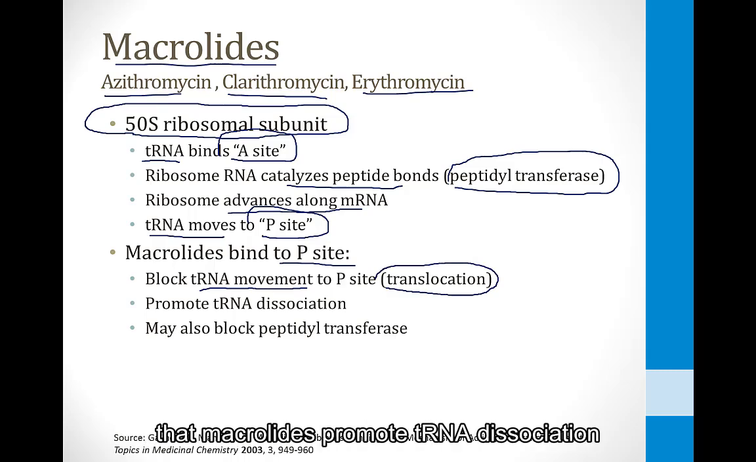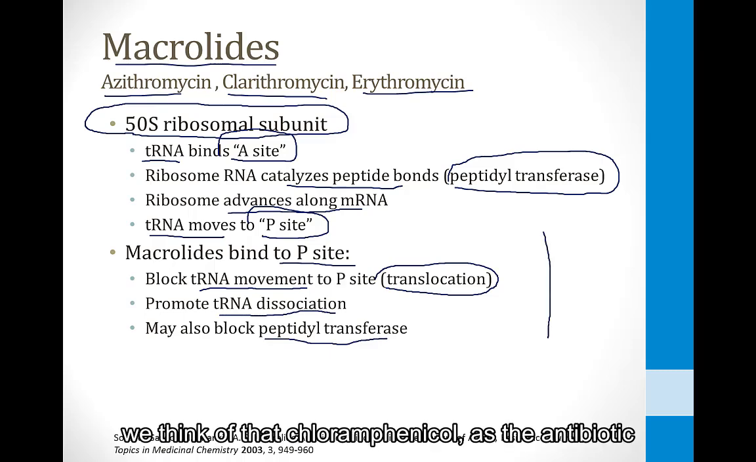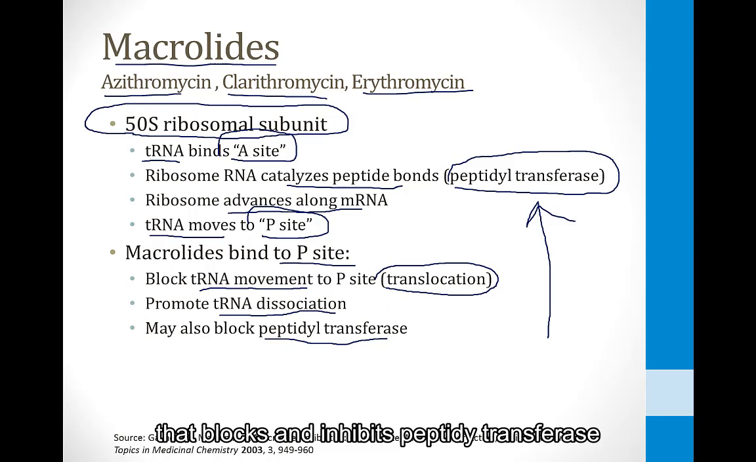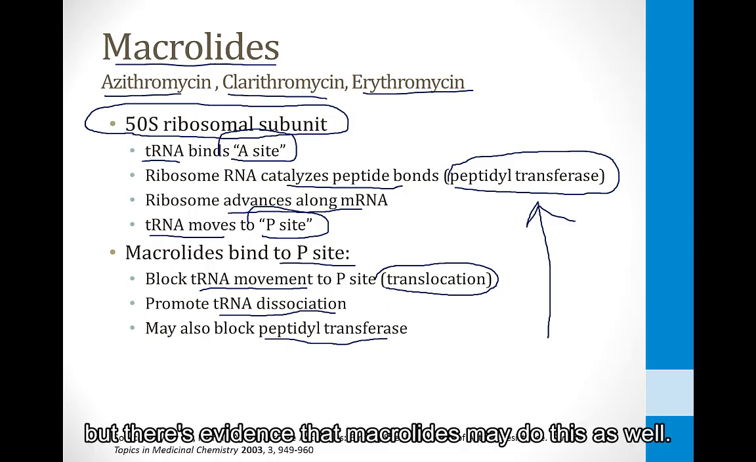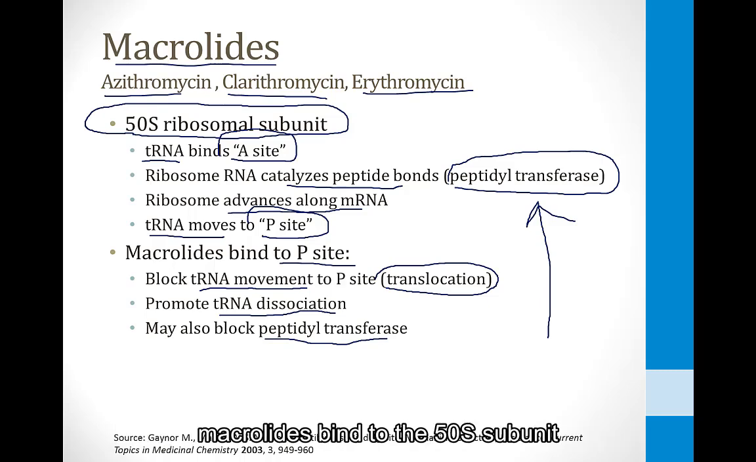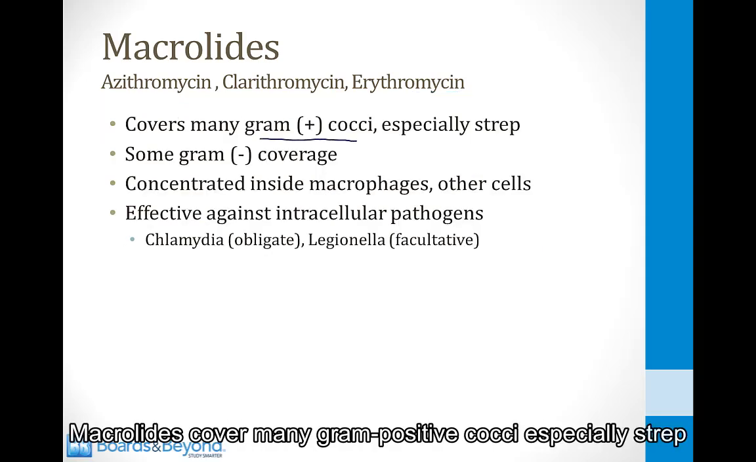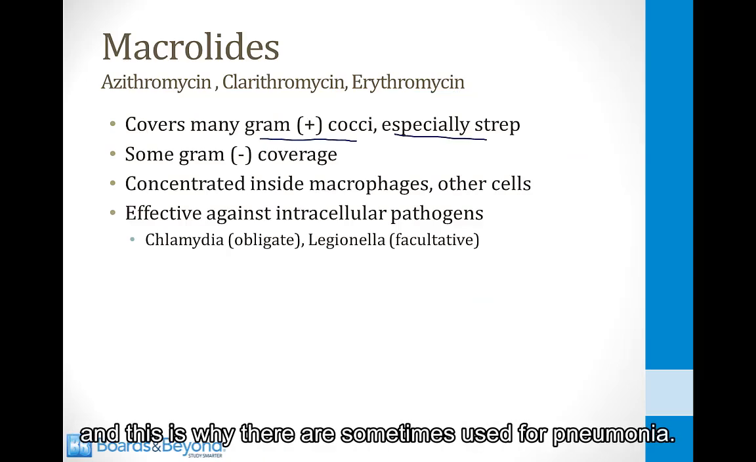There's also evidence that macrolides promote tRNA dissociation from this entire process, and they may also block the enzyme peptidyltransferase. Now, normally, we think about chloramphenicol as the antibiotic that blocks and inhibits peptidyltransferase, but there's evidence that macrolides may do this as well. But the easy way to just remember this is that macrolides bind to the 50S subunit and block the process of translocation. Macrolides cover many gram-positive cocci, especially strep, and this is why they're sometimes used for pneumonia.